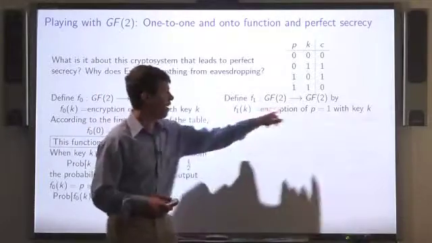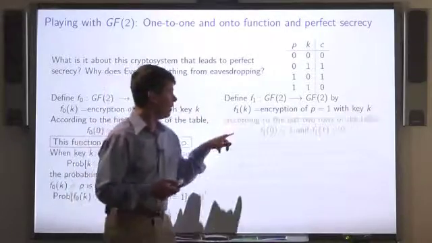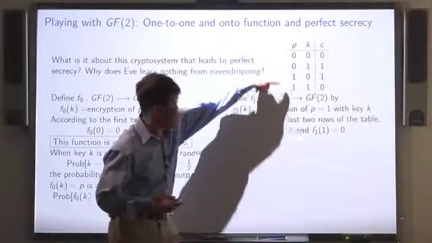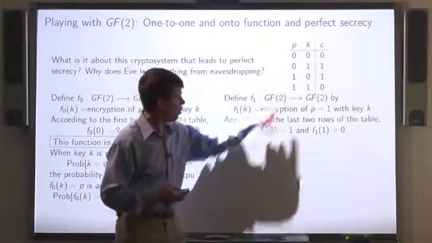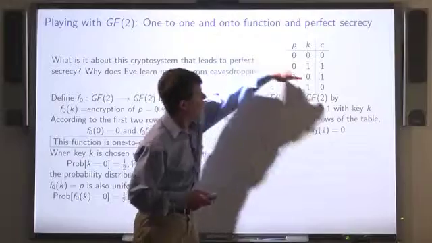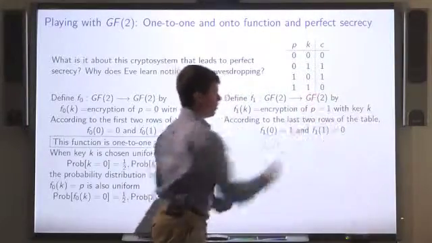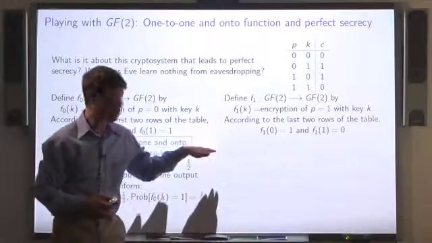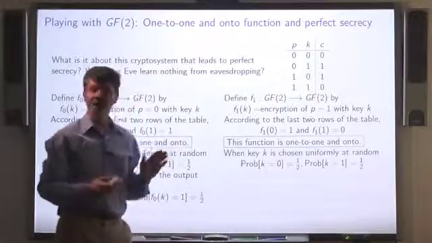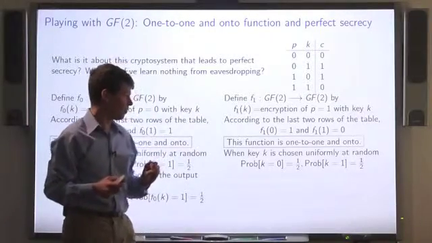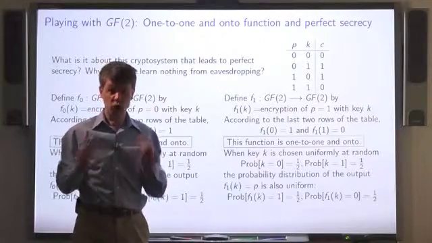f1 is the encryption of the plain text 1 with the key k. Now, according to the last two rows of this table, f1 of 0 equals 1, and f1 of 1 equals 0. So this function is also 1 to 1 and onto. And so when the key is chosen uniformly at random, the probability distribution of the output is also uniform.